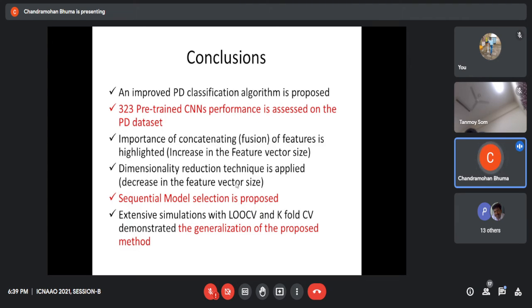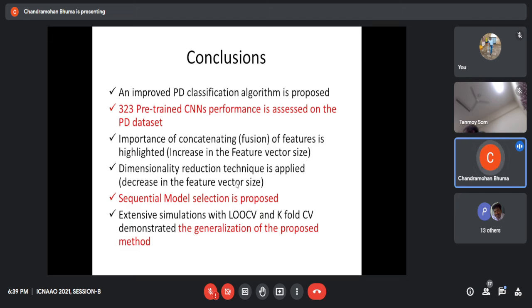So to conclude, an improved Parkinson disease classification algorithm is proposed in this work. 323 pre-trained convolutional neural networks' performance is assessed on this Parkinson disease dataset. This is the only dataset that is available in the literature. Fusion of the features is highlighted, like increasing the feature vector size. What is the advantage? Subsequently, the feature vector size is reduced by employing dimensionality reduction techniques.